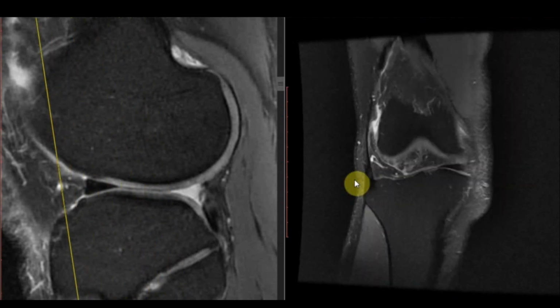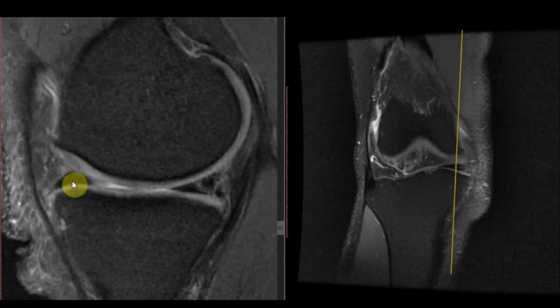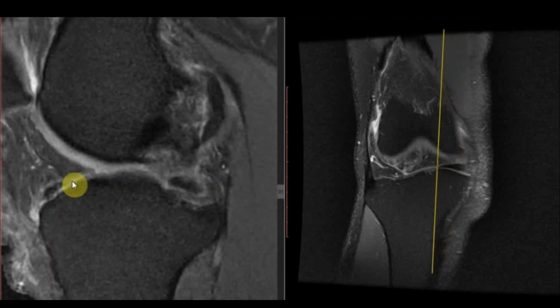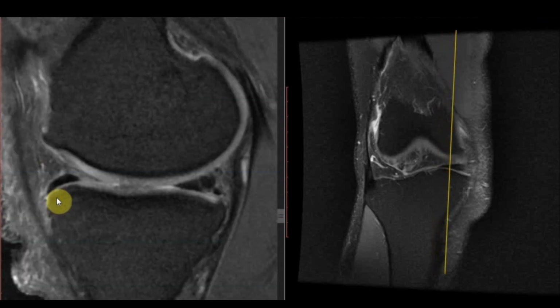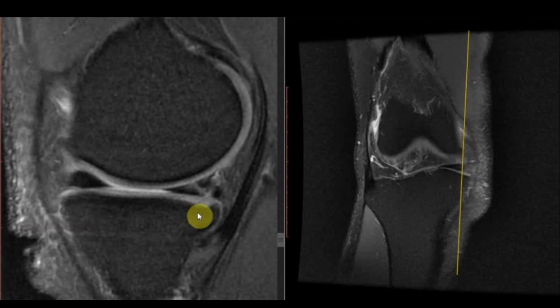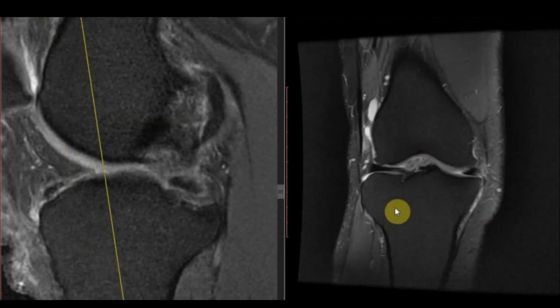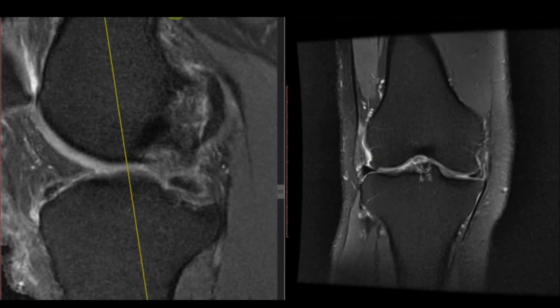And let's see the medial side. This is the anterior horn, and this is the anterior root attachment of the medial meniscus, which is completely normal. This is the body of the medial meniscus. This is the posterior horn, and we can see the posterior horn has a complex tear. There is a combination of multiple linear signal intensities involving the posterior horn, and so this is a complex tear involving the posterior horn of the medial meniscus.